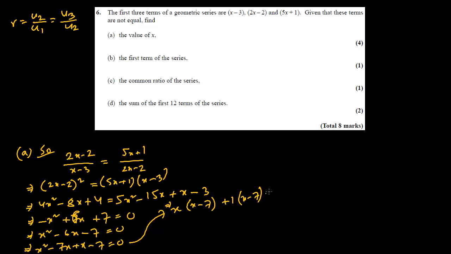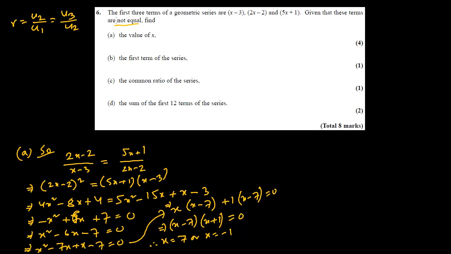This would be x minus 7 equals to 0. So it would be (x minus 7)(x plus 1) equals to 0. Therefore, x equals to 7 or x equals to minus 1. So those are the two values of x. But they said find the value of x. Now how do you know which value to take? They must have given some information, given that these terms are not equal. So that's the information right there.